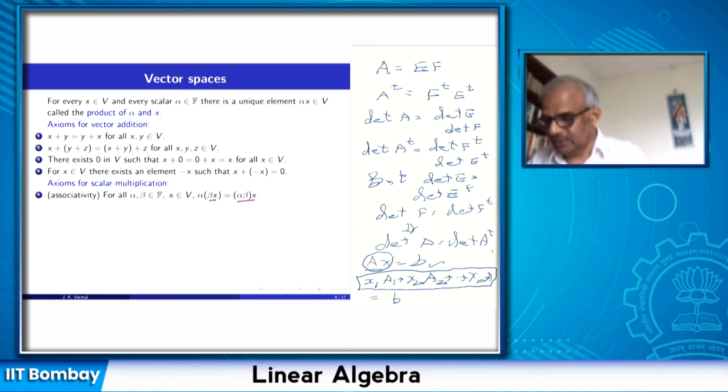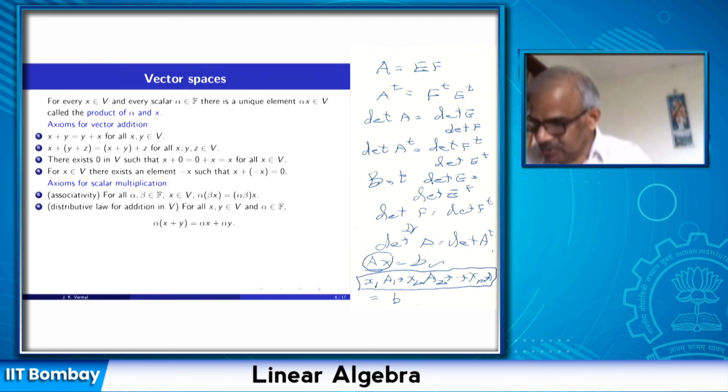These are obvious for this usual space in which we operate. These are obvious because multiplication of real numbers is an associative operation, but that translates into this axiom for scalar multiplication, associativity of scalar multiplication. Then we have these two operations, addition and scalar multiplication, and they interact with each other. So the scalar multiple of alpha times x plus y is the sum of alpha x and alpha y.